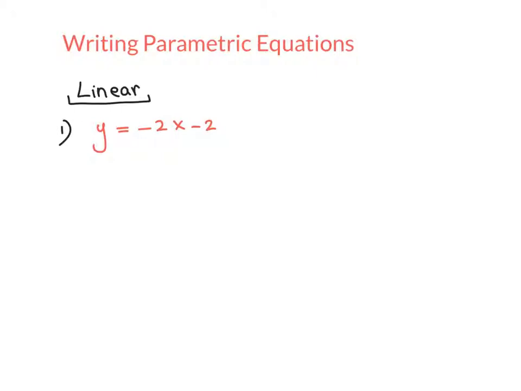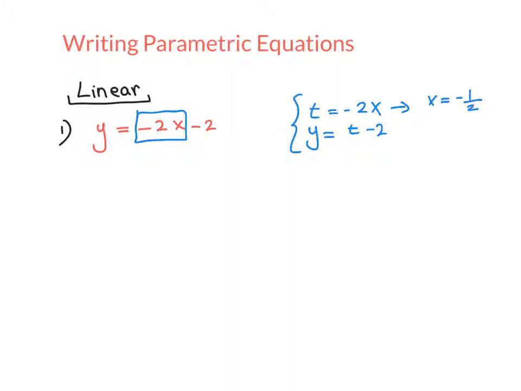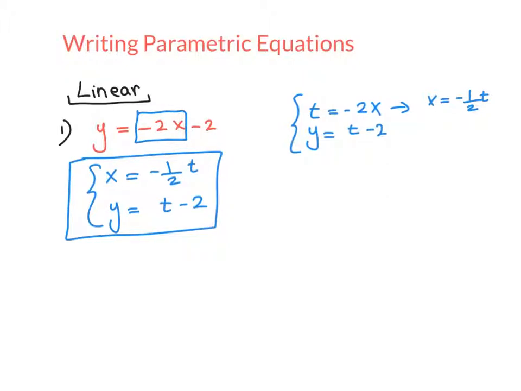So what if I say let t be equal to negative 2x? Then y is equal to t minus 2. Better. But remember, you need to write x in terms of t and y in terms of t. So if t is equal to negative 2x, that means that x is equal to negative 1 over 2t. So my parametric equation can be x equals negative 1 over 2t and y equals t minus 2. So that could be a parametric equation.